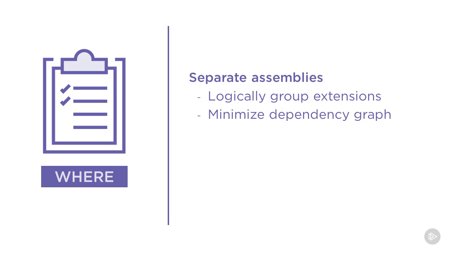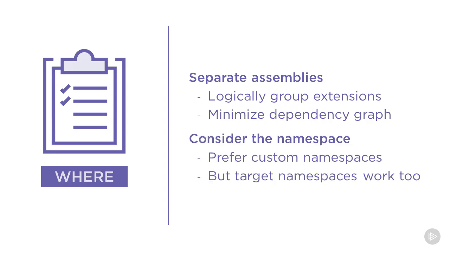Within your assemblies, you need to consider the namespace. You should probably use your own custom namespace so consumers don't accidentally bring your extension into scope. But a lot of times that easy discovery is exactly what you do want. So in that case, you'll choose to adopt the namespace of the target type. We'll see what that means in the demos. Now, this isn't a recommendation to stick with one or the other, but the guideline is to think carefully about namespaces for each of your extension methods.